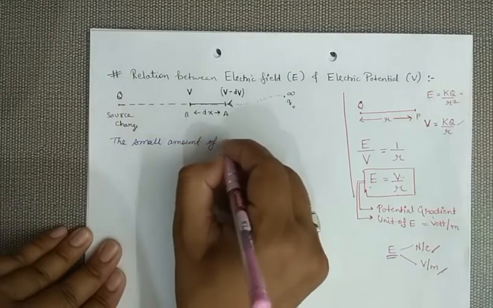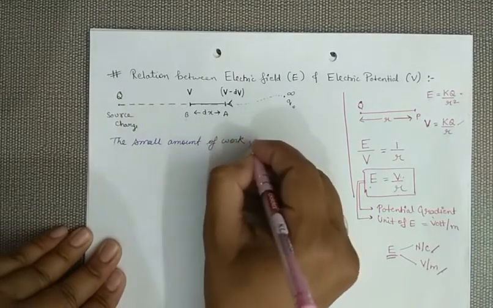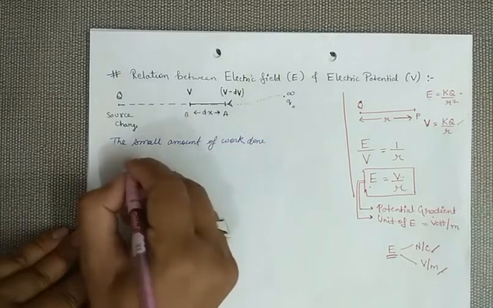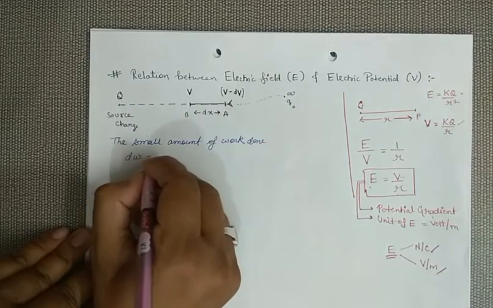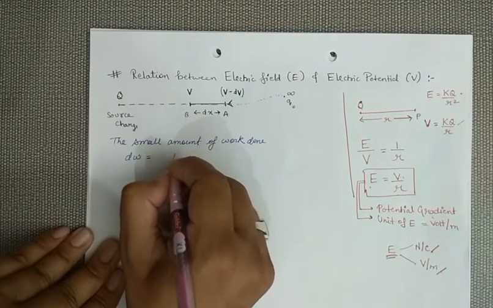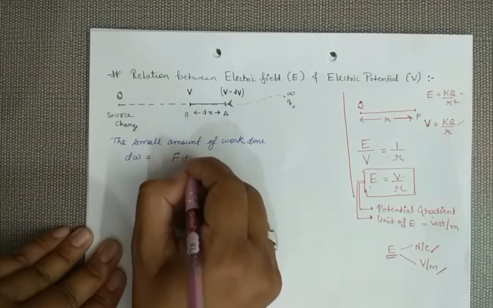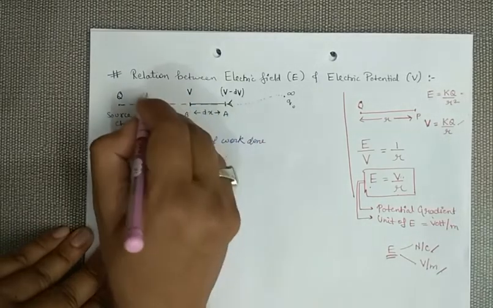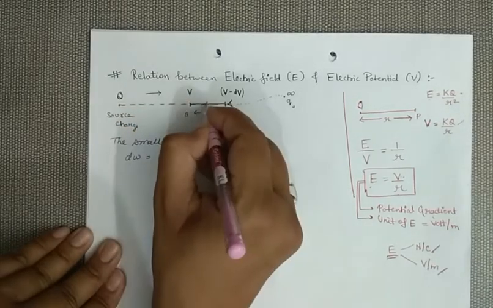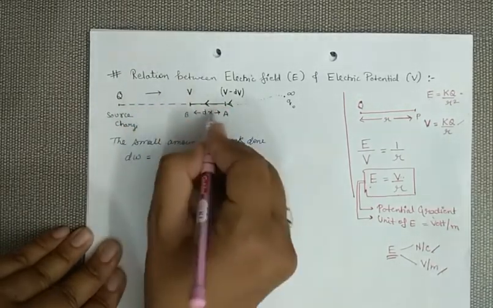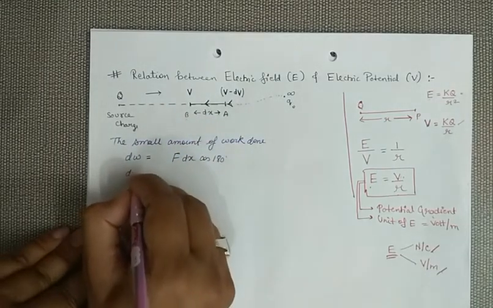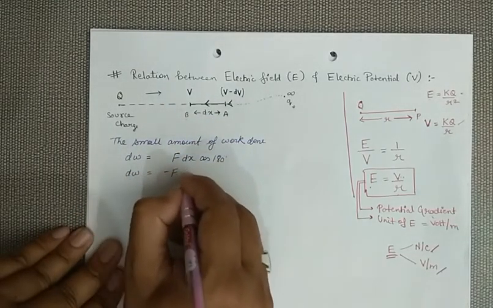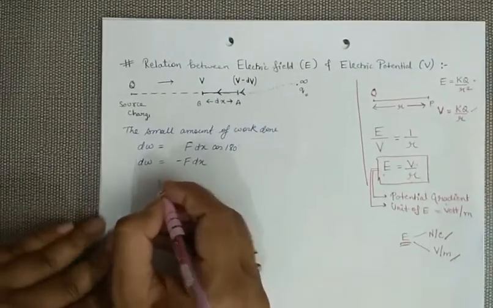Again, the small amount of work done, that is dW equals F dx cos 180, because the direction of force is in this direction and the direction of displacement is here. So they are opposite to each other, cos 180 gives minus, so it will be minus of F dx.